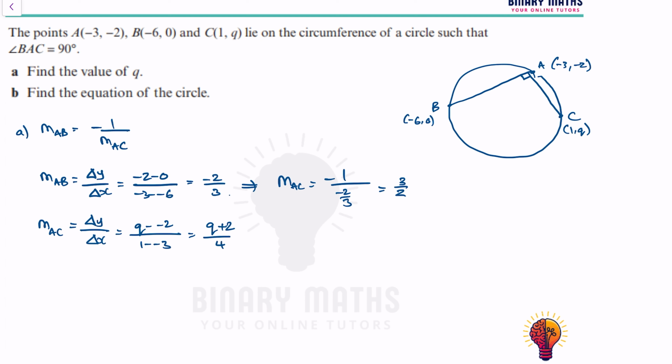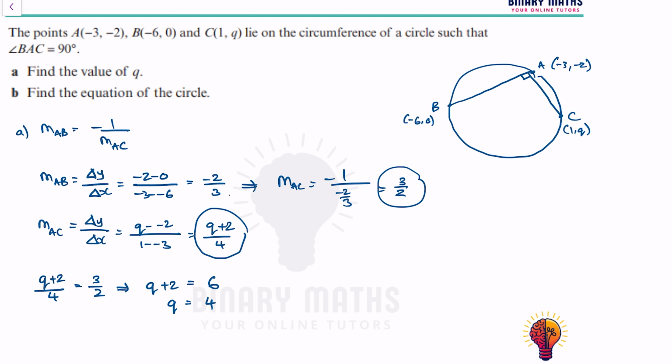Now, the gradient of AC is 3 over 2, and also q plus 2 over 4. So they must be equal. So q plus 2 over 4 must be equal to 3 over 2. If I multiply both sides by 4, I get q plus 2 is equal to 2 times 3, which is 6. So q must be equal to 4.